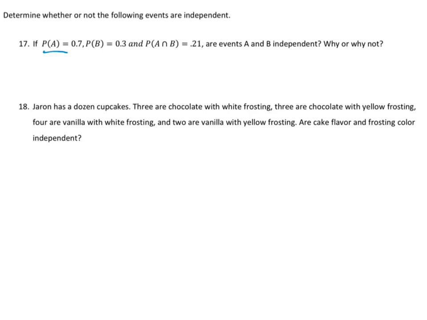So on 17, you got these two events: probability A, probability B, and probability of A and B. And we're trying to figure out if they're independent or not. Well, you're going to use your lovely little formula. Two events are independent if the probability of A times the probability of B is equal to the probability of A and B. And so we're going to actually calculate that.